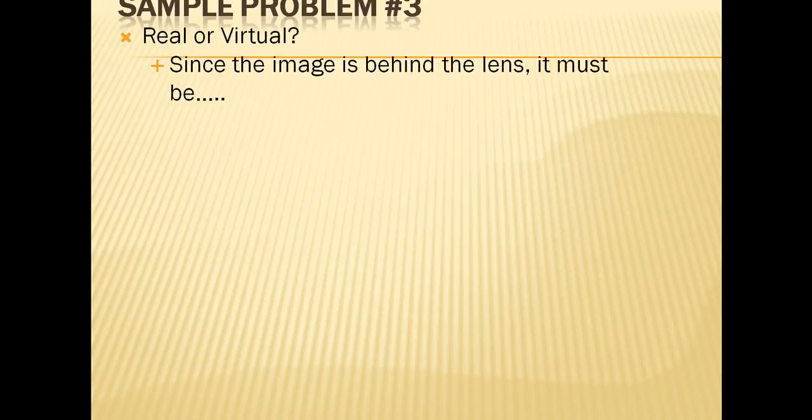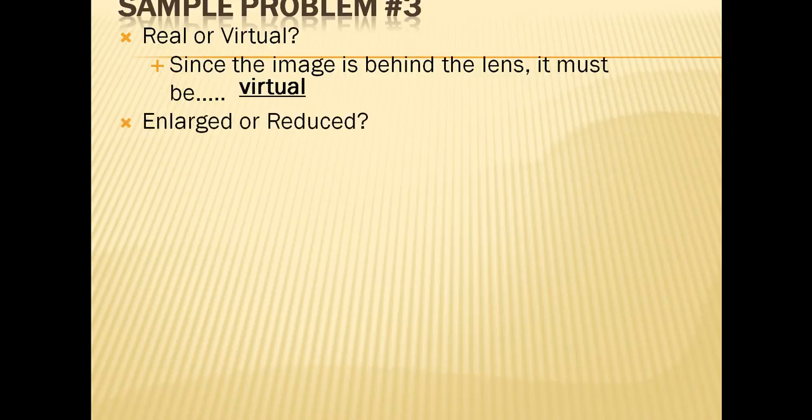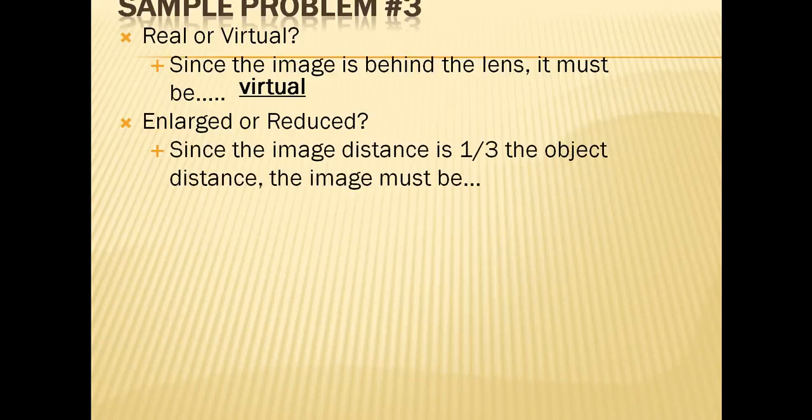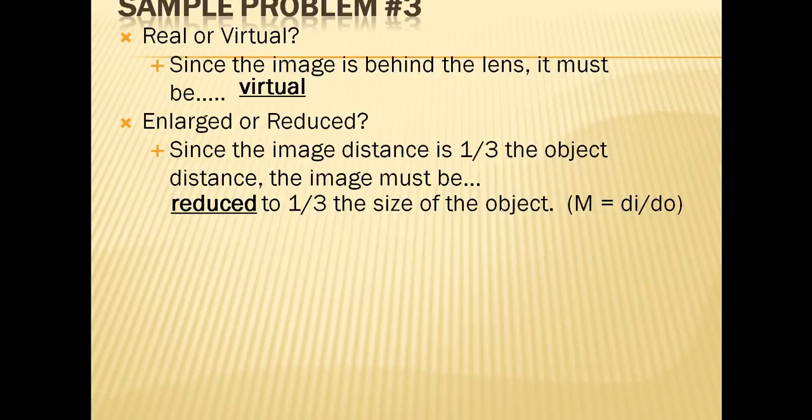So they asked us a couple things here. Is it real or virtual? You should know that it's going to be virtual because it's behind the lens, and you have that negative value. Is it enlarged or reduced? To answer that, you want to look at either hi over ho or di over do. In this case, we have di over do, which would be negative 10 over 30. That simplifies to negative 1/3. The 1/3 is the part that we care about. 1/3 is a smaller number than 1. Don't worry about the sign on the negative 1/3. So if it's 1/3, then it's going to be reduced since that's less than 1.